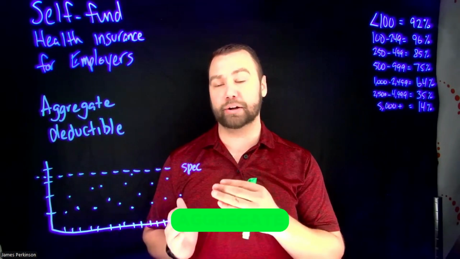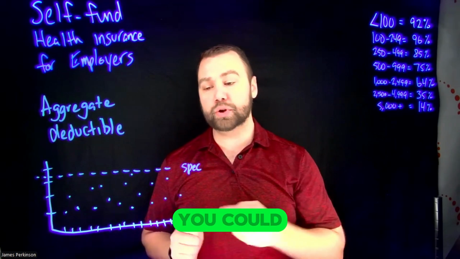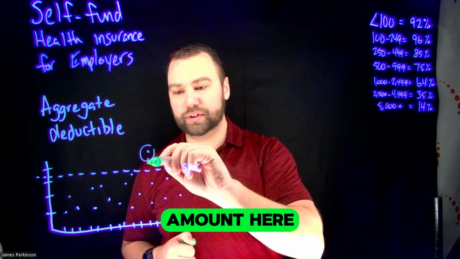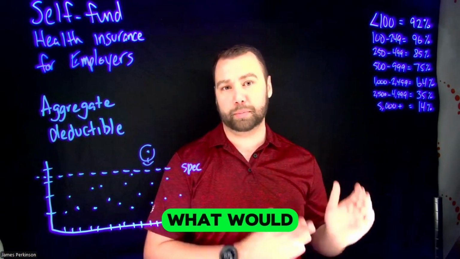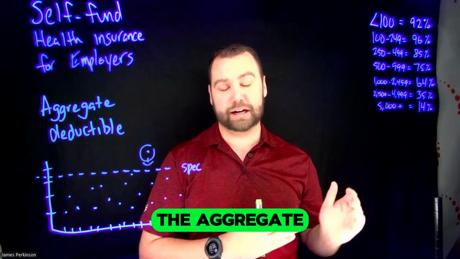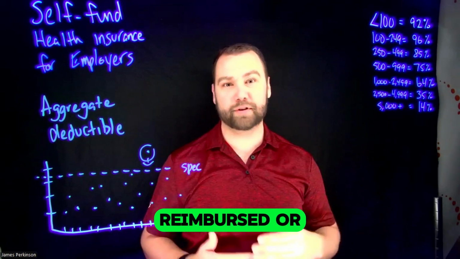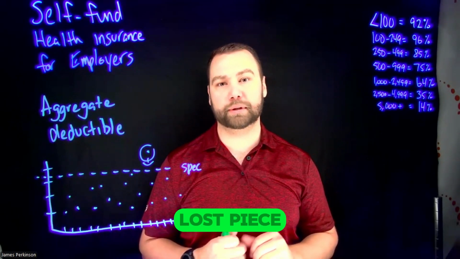And that's really where the aggregate deductible comes in. Even in this situation, you could simply have a claim that is above, and that amount would still be reimbursed based off that specific deductible. But all the claims below that are what would apply to the aggregate deductible, at which point they can be reimbursed or covered by your third-party administrator working in conjunction with that stop loss piece.